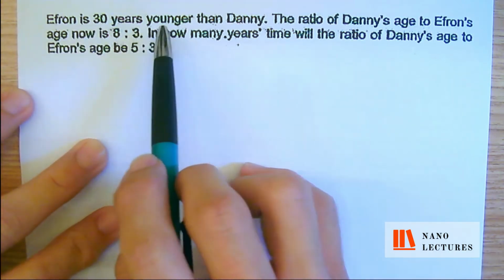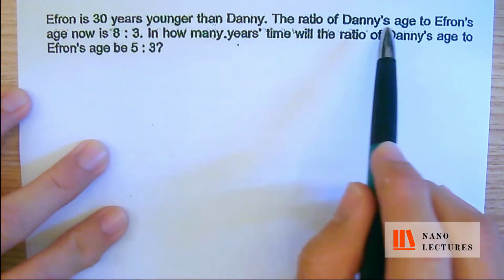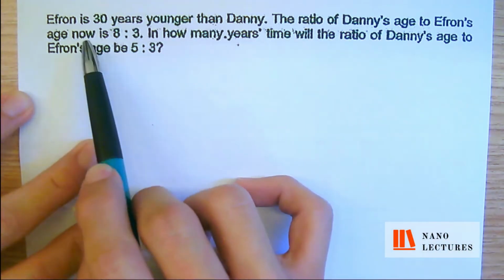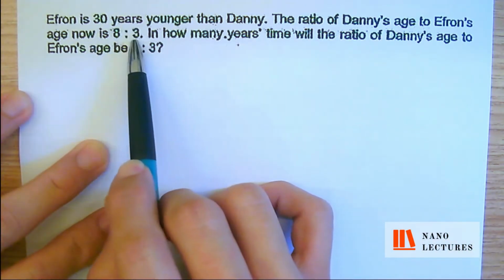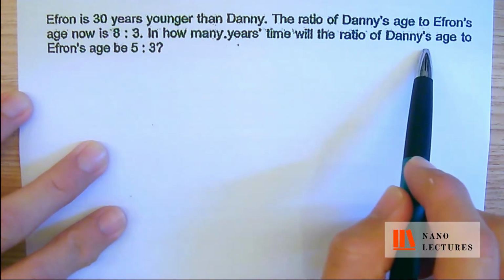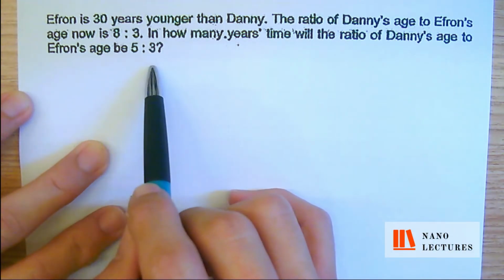Efron is 30 years younger than Danny. The ratio of Danny's age to Efron's age now is 8:3. In how many years' time will the ratio of Danny's age to Efron's age be 5:3?